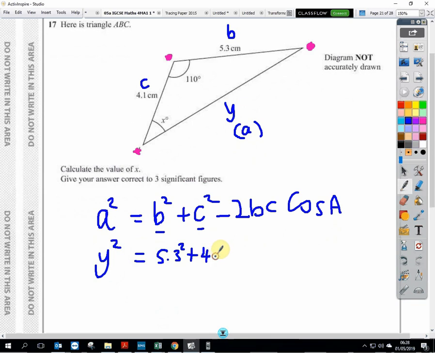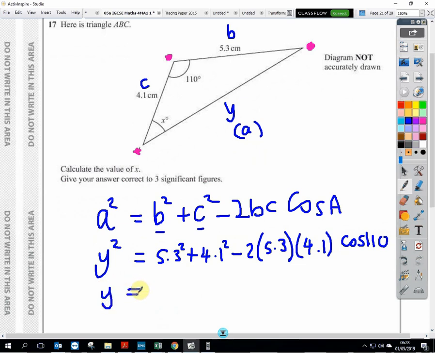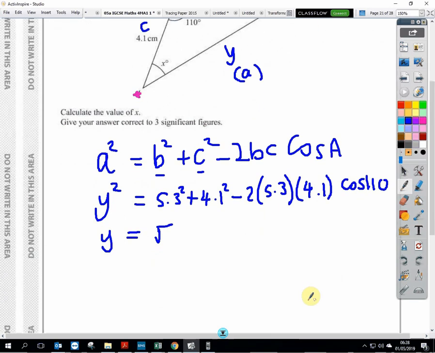So, according to my diagram, it's y squared equals 5.3 squared plus 4.1 squared minus 2 times 5.3 times 4.1 times cos of 110. Okay, that's equal to y squared. So y is equal to the square root of this. And you can type this in one long square root.